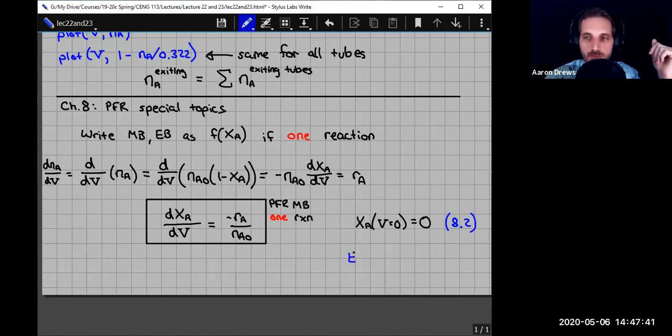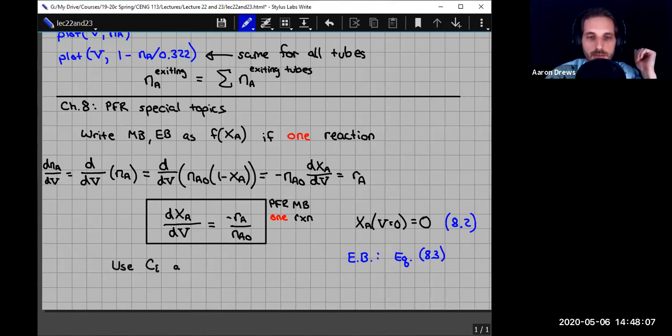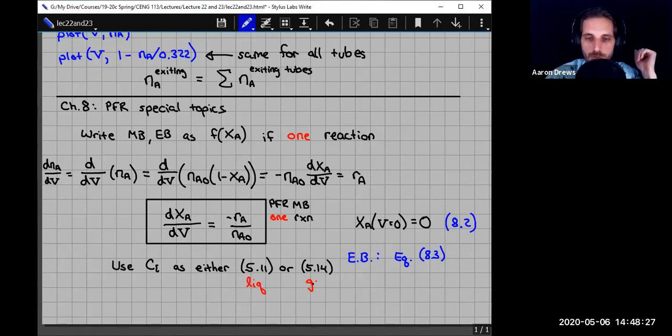The energy balance follows almost exactly the same approach, and that's in 8.3. So you can rewrite the energy balance in terms of conversion as well. The part that's lengthier about this, which we subdivided into steps for the previous one, is that we have to use C sub I as those more complicated expressions that we had briefly mentioned before, which is either equation 5.11 for a liquid or 5.14 for a gas. And that's exactly what we're going to do after Fika. So this is for a liquid and this is for a gas.